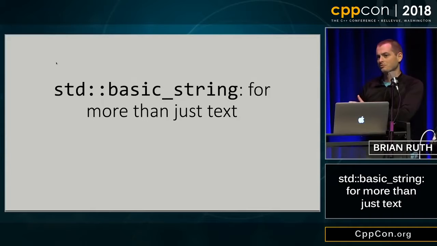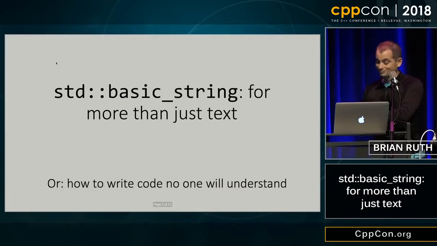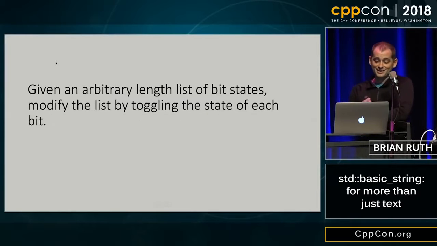I want you to think about, back when you first were introduced to C++, how you thought about things and selected the containers that you use. The other subtitle is How to Write Code No One Will Understand. Given an arbitrary length list of bit states, modify the list by toggling the state of each bit.